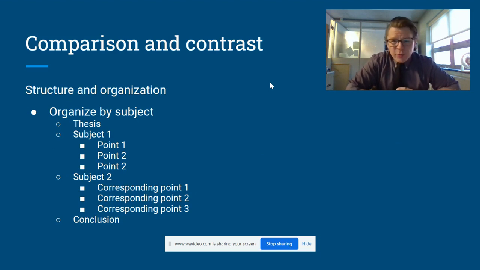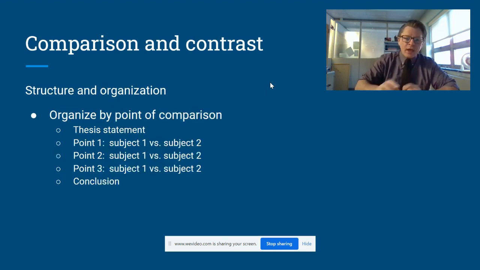Now, there are two structures we could use for this. We could go structure and organization by way of subject, where we would have a thesis, and then the main organization of the development after that would be the first subject, points one, two, three, etc. Second subject, corresponding points one, two, three, etc. And then the conclusion of whatever it is we're writing.